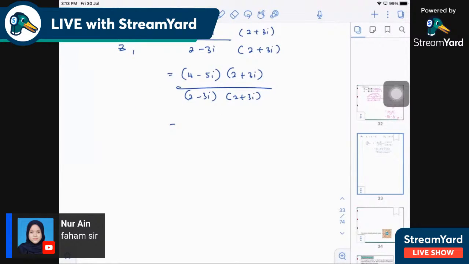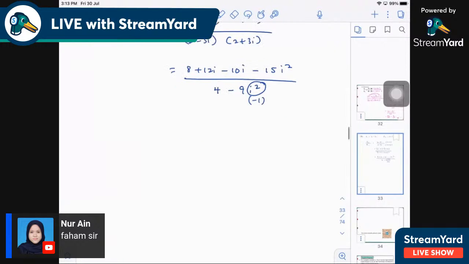So from here, you're going to get over 13. 8 plus 15 is 23, plus 2i, over 13. I can write this as 23 over 13 plus 2 over 13 i. If they ask me to compare with a plus bi, you can clearly tell me a is 23 over 13 and b is 2 over 13.